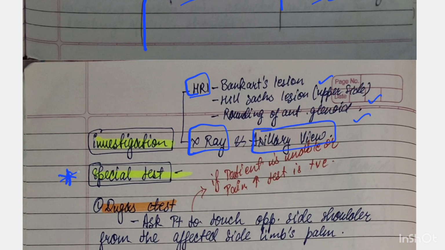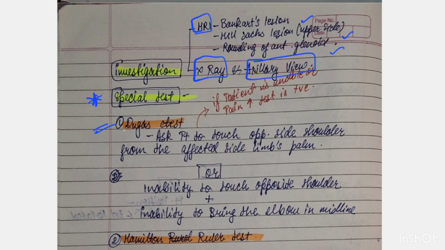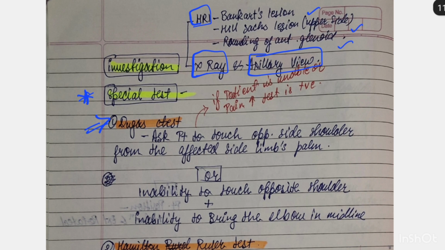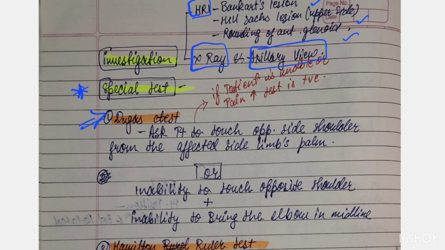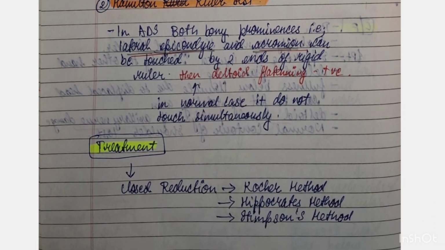Now there are some special tests which can be done to diagnose dislocation of the shoulder. These are special tests which we have already studied in our third year, so I'm not going into much detail. I'm just letting you know the names. If you want to read about them, you can pause the video and read how to do each test and what a positive finding is. First is the Dugas test, second is the Hamilton ruler test.